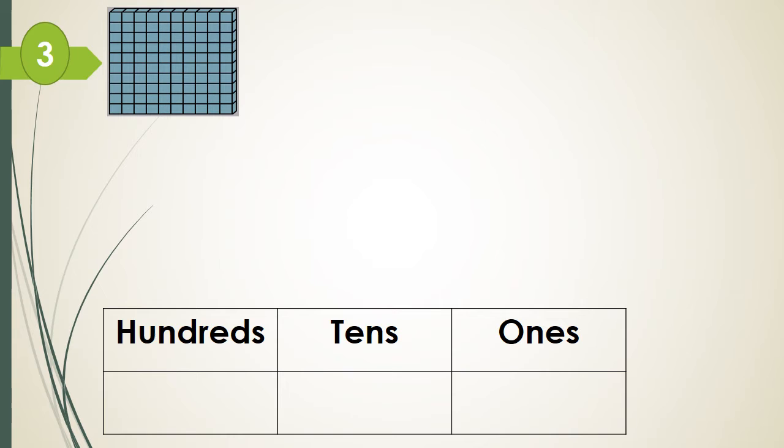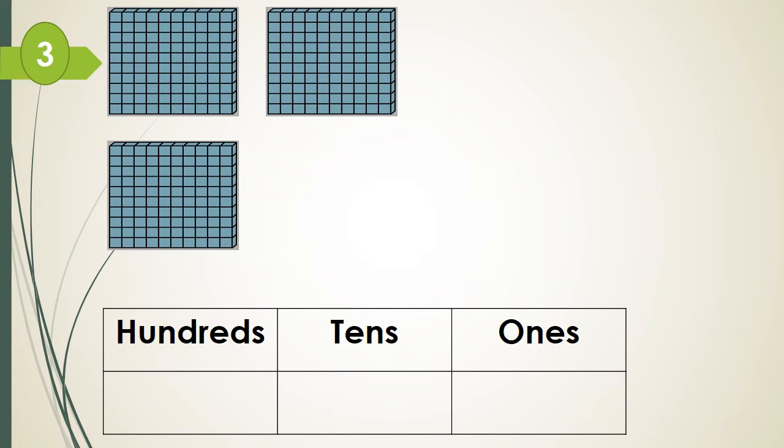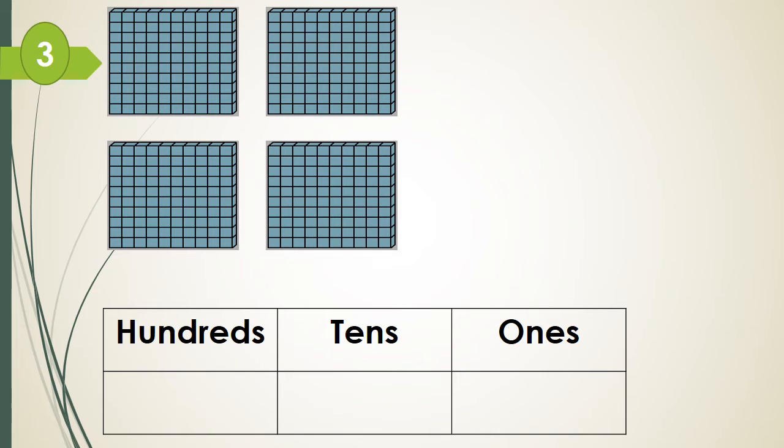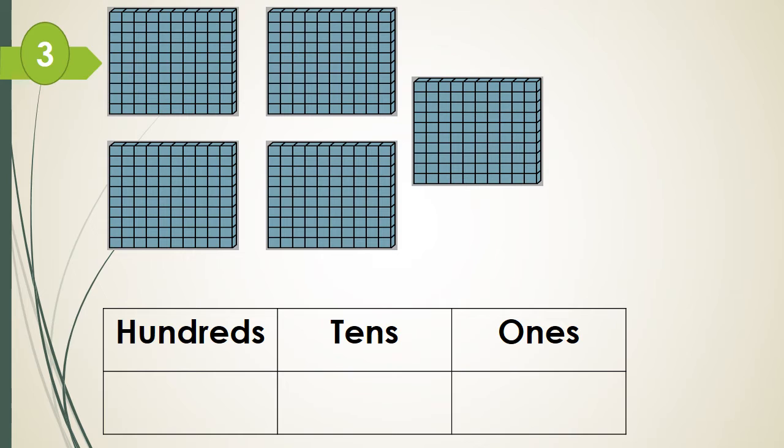I have 100, 200, 300, 400, 500. How many hundreds do you have here? 5. Let's continue. Do you have any tens? No. In number 3, I don't have any tens, so I put 0 tens.